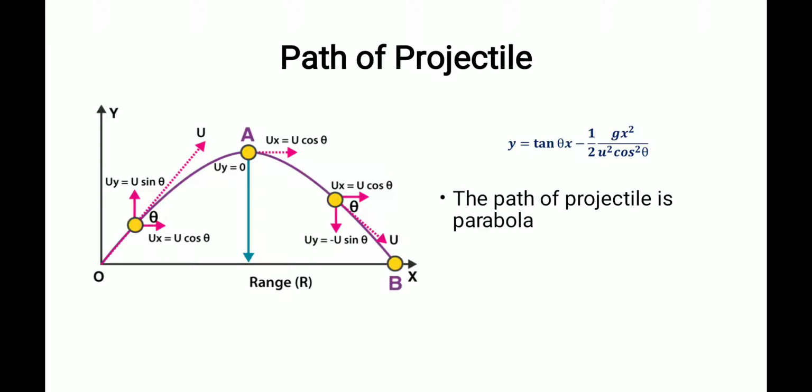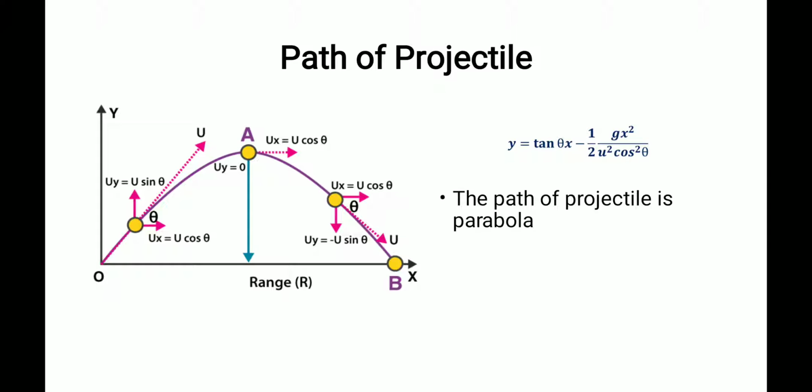So here the path of the projectile is parabolic in shape. The path is named the trajectory. The equation for this is y equals tan theta x minus 1 by 2 g x square by u square cos square theta. Okay, so this is the formula for the path of a projectile.